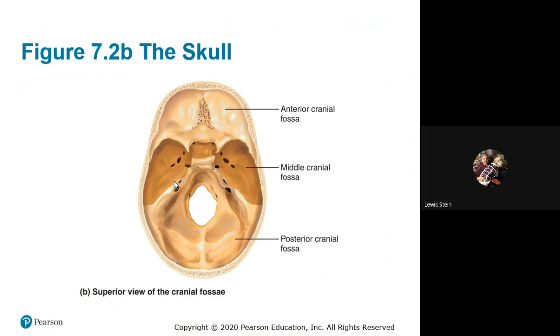And we're going to look at all of these wonderful holes, not just the big one, but some of the others that are there. Part of the test is not only knowing the names of the holes, but eventually what goes through them as we start getting into the cranial nerves.